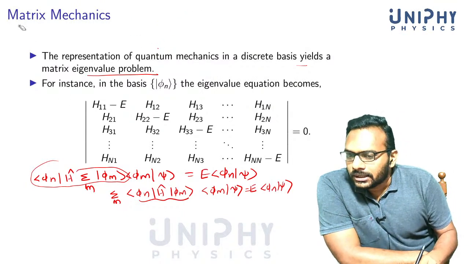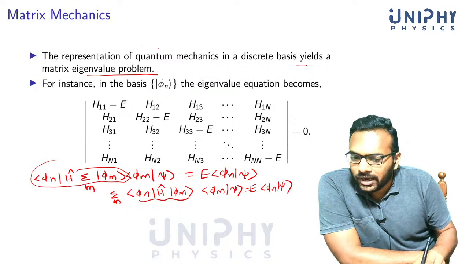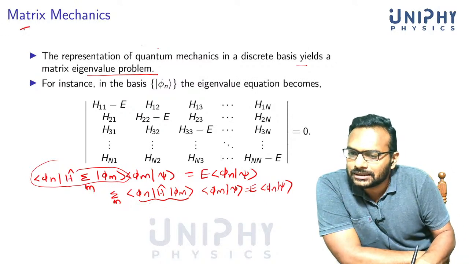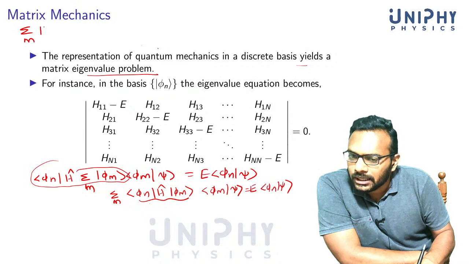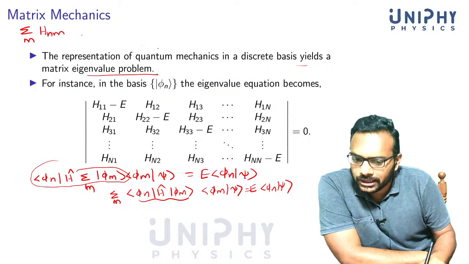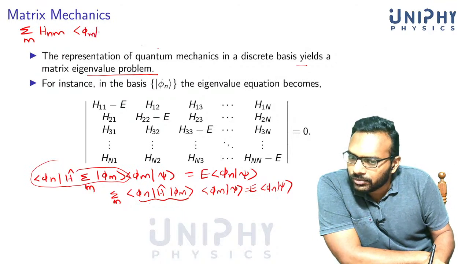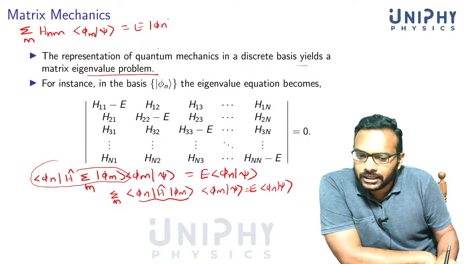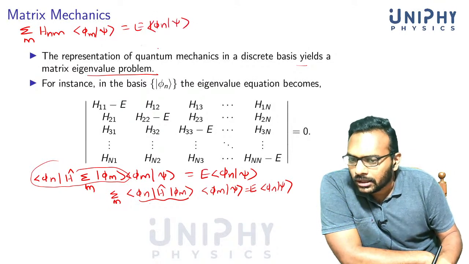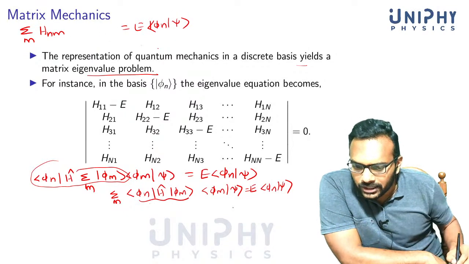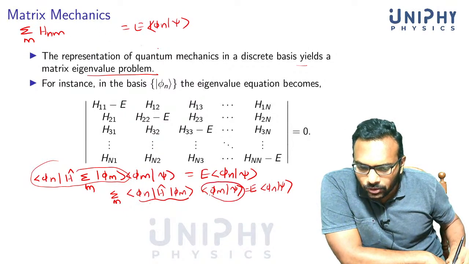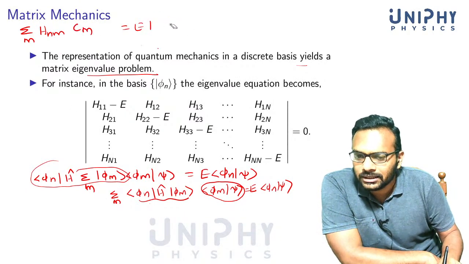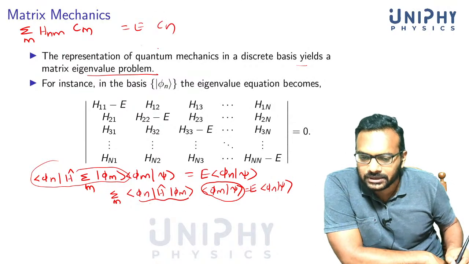Now this phi n H cap phi m is a number, so we can write it using two indices, H n m. So this is summation over m of H n m, and you have phi m psi is equal to E phi n psi. Now phi m psi is the component of psi along the direction phi m. We can write it simply as Cm, and similarly this we can write as Cn, because phi m psi is the expansion coefficient.